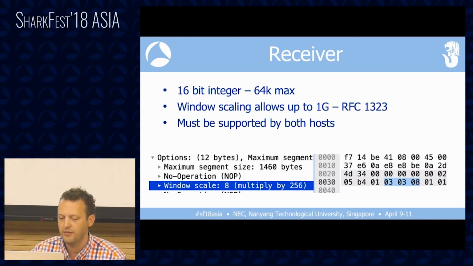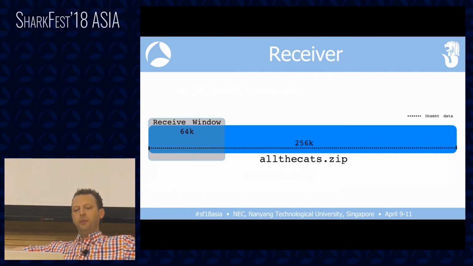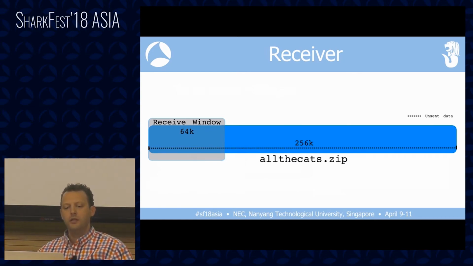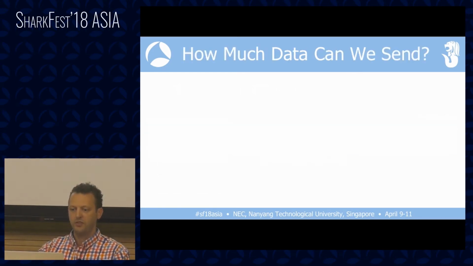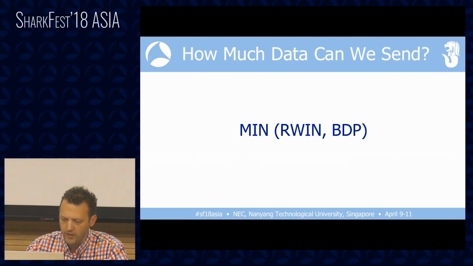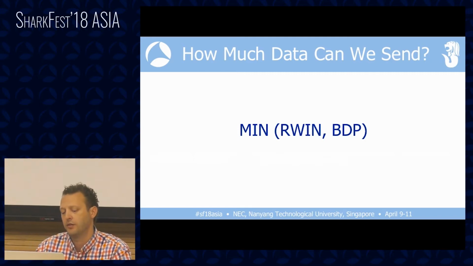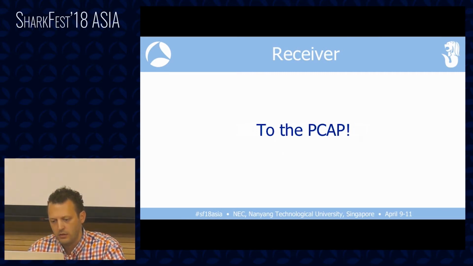Okay, so that is the receive window. Now, we have 256K of cat pictures, and our receive window is 64K. So at this point, if I'm the sender, what's the most amount I can send in one go? The minimum of the receive window or the BDP, right? If my BDP is 100K and my receive window is 64K, well, I can't send 100K. I'll overrun the receiver. Let's have a look at this in Wireshark.